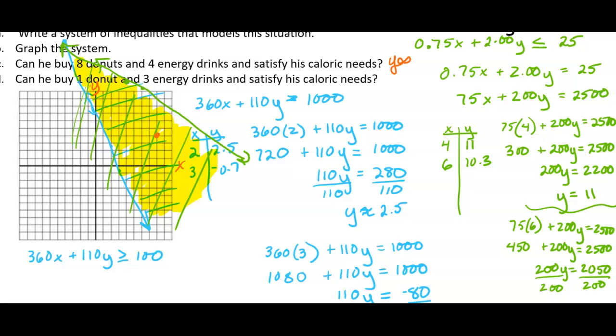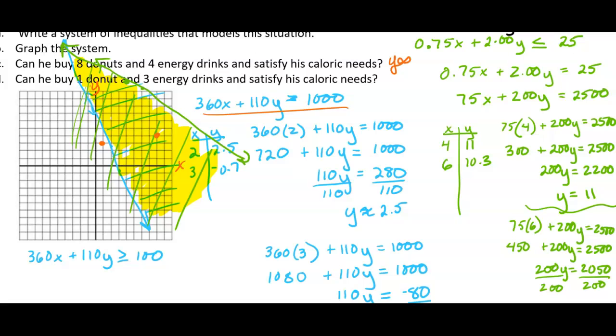Can he buy 1 donut and 3 energy drinks? So 1 donut and 3 energy drinks would be right here. No, I don't think that's going to give him enough calories. So you could check the calories. It's okay money-wise, but in the calorie section, I don't think he's going to get enough calories. You could check it with the equation or the inequality.